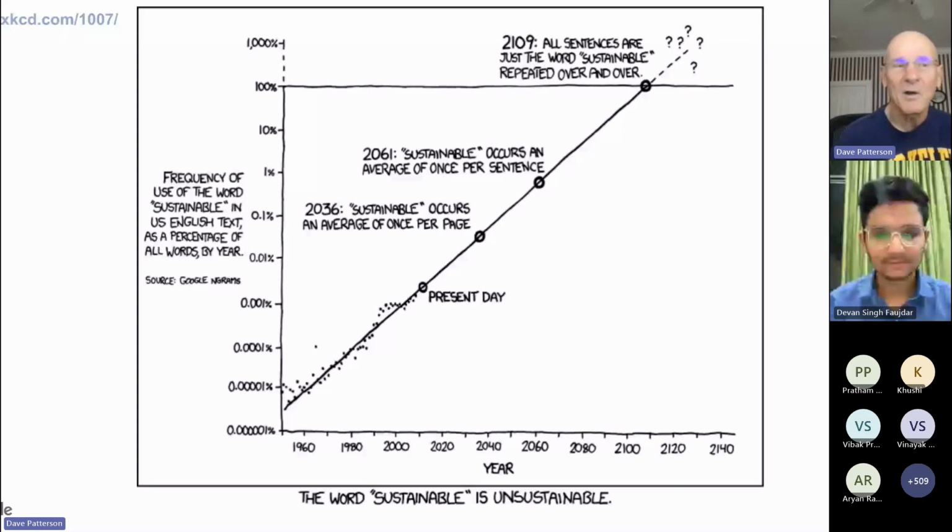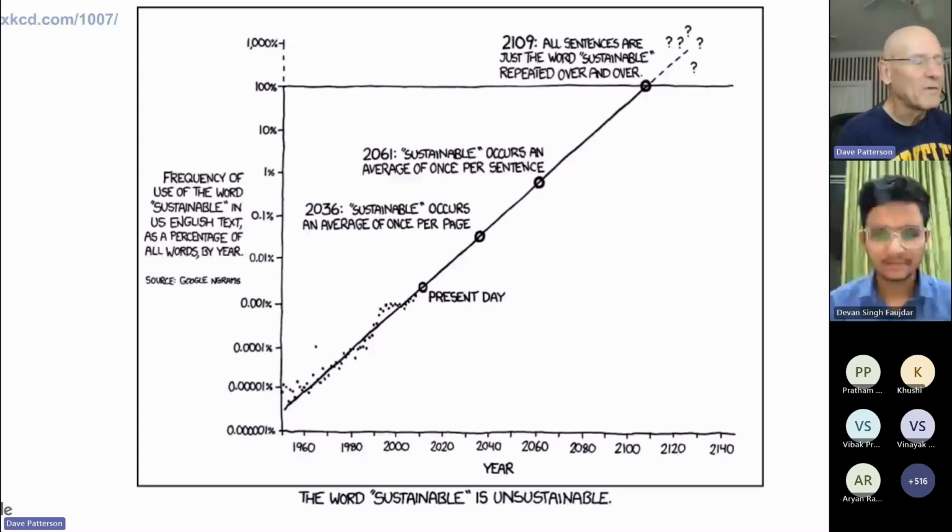All right, well, that's surprising. He said 40 years from now, the word sustainable would be in every sentence in English. Well, that sounds hard to believe. And then 90 years from now, all of English text would just be the word sustainable over and over again. That's all you'd see, sustainable, repeatedly. And so the conclusion of this cartoonist is the word sustainable is unsustainable. I think the lesson learned is just the danger of extrapolating trends into the future, assuming there's no innovation.